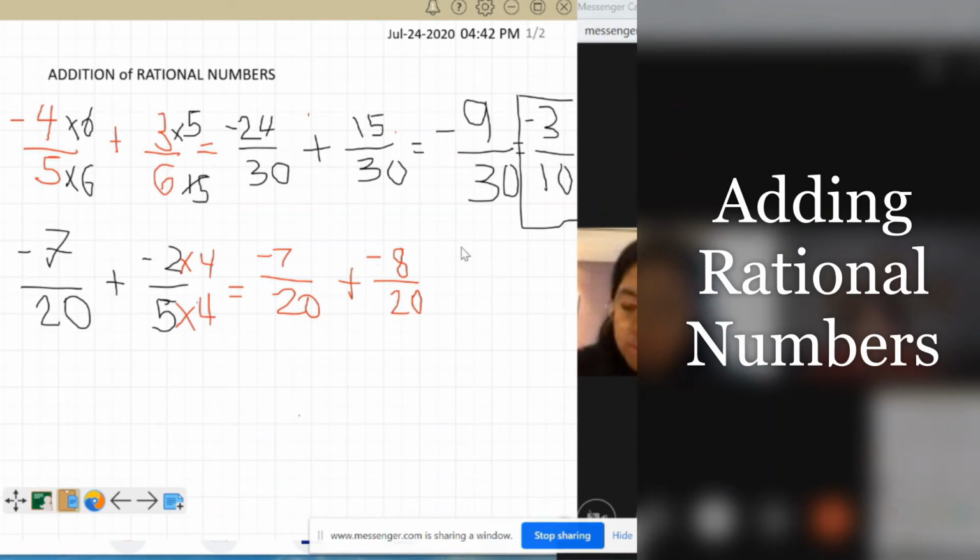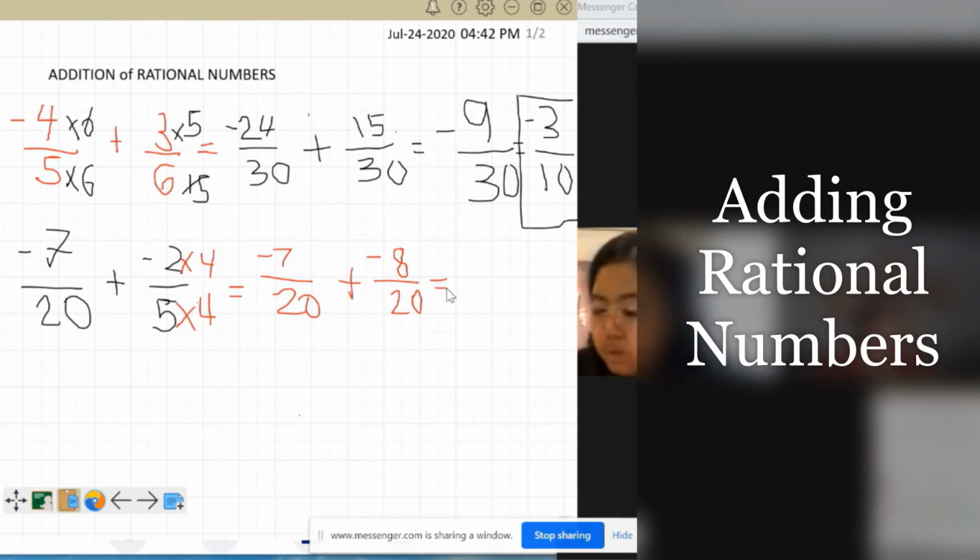Okay? Now that we have the same denominator, the rational numbers are now similar fractions, what are we going to do? We can already combine them. Are we going to add or subtract? Add. We're going to add them. Why? Both of them are negative. Yes, because they are the same, both numbers here have the same sign. So the rule in adding integers, if they have the same signs, you're going to add them.